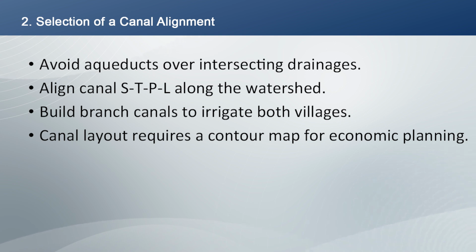From S onward, the canal may be aligned along the watershed line STPL, ensuring proper gradient. Branch canals may then be constructed on either slope so that the area of both the villages may be irrigated. It may be noted that in the absence of a contour map, the layout of the canals cannot be decided economically.